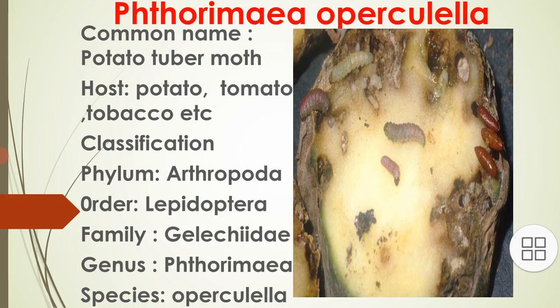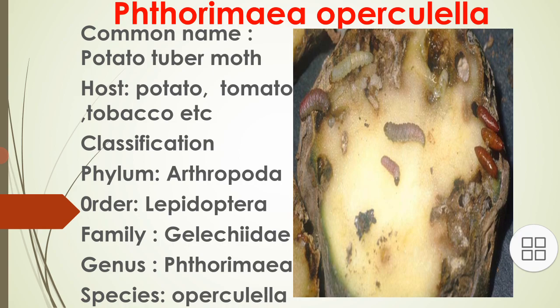We all have seen potatoes getting rotten in our kitchen, mostly in storage house and even in the potato field. But most of us are unaware of the actual cause of the rotten, stinky potato tuber. It is caused by a plant pest called Phthorimaea operculella, which is one of the most important pests causing huge destruction of potato crop.